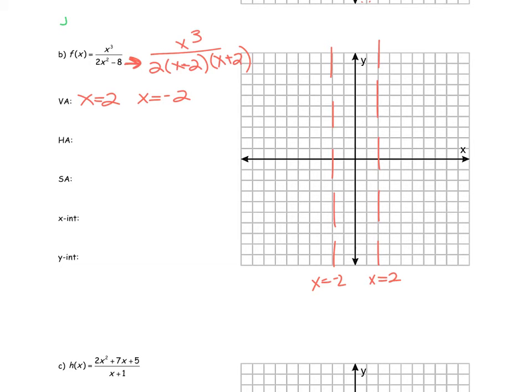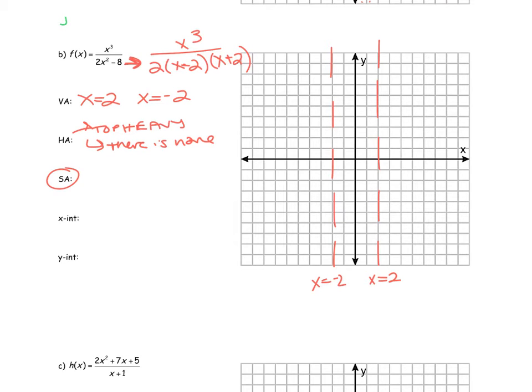Okay, so now we have to take a look to see what the horizontal asymptote is. So the horizontal asymptote, well, let's check this out. This is top heavy. So since this is top heavy, what do we know then about the horizontal asymptote? Exactly. There is none. Okay, so that means there's going to be a slant asymptote. And I'll do that now in blue.